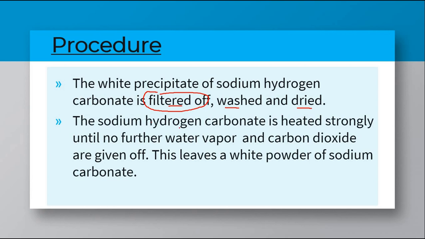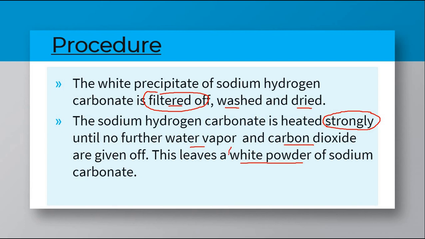Then from there, the sodium hydrogen carbonate is heated strongly. This word here is very important. There must be strong heating until no further water vapor and carbon dioxide are given off. Remember, from the general properties, whenever you heat a carbonate or a hydrogen carbonate, it has to produce water vapor and also carbon dioxide gas. That is the principle. So the moment we heat sodium hydrogen carbonate strongly until no further water vapor and carbon dioxide are given off, this leaves a white powder of sodium carbonate.